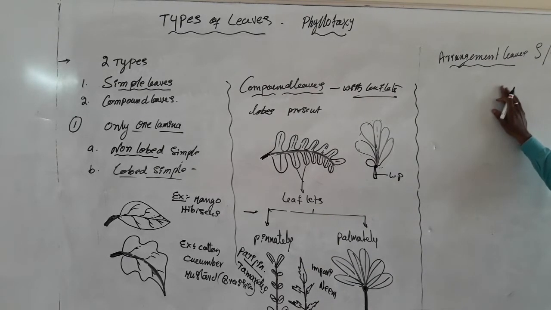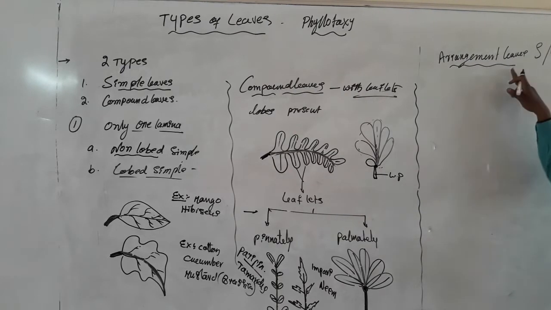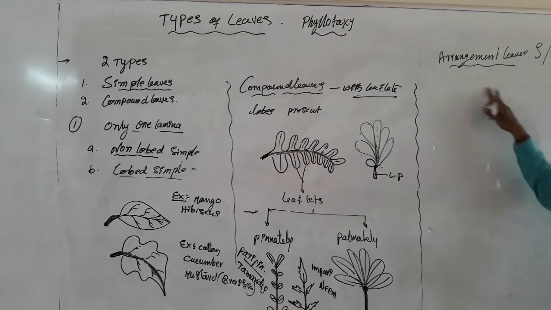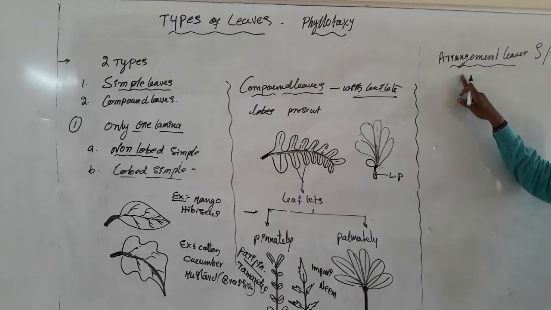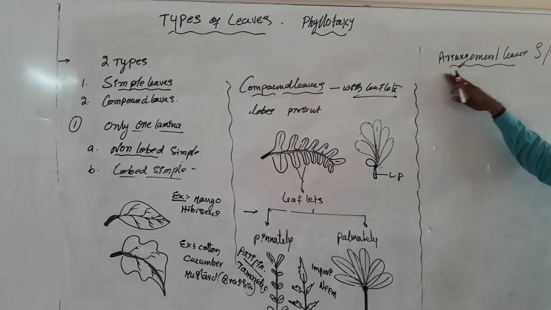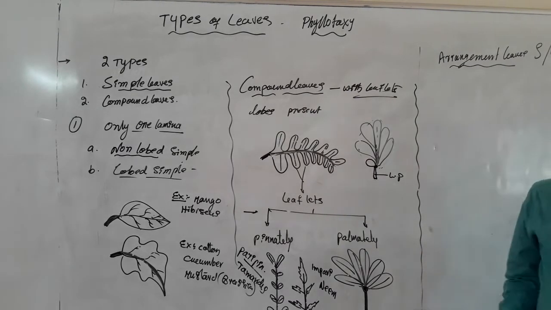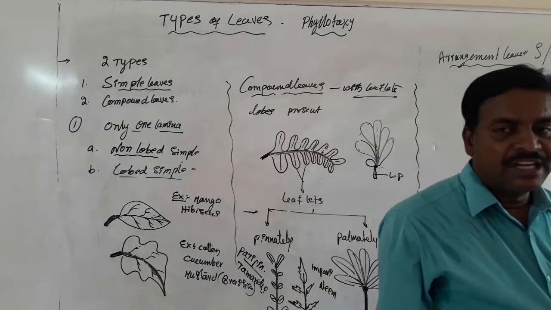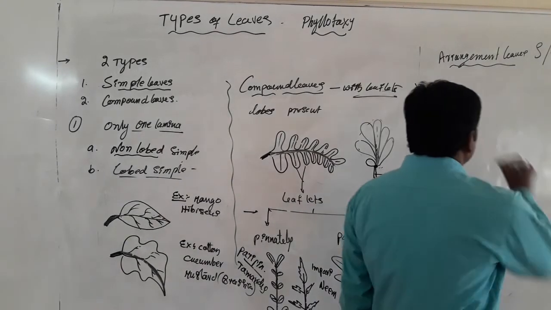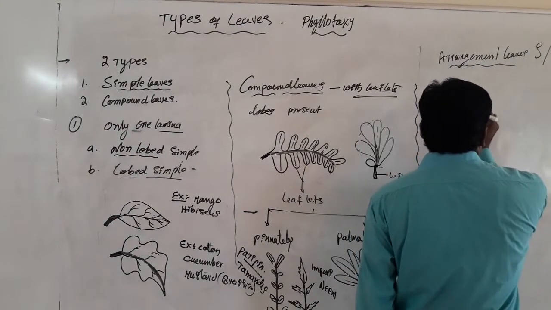The arrangement of leaves: leaves are arranged very systematically on the stem or branch. Such a systematic arrangement of the leaves on the stem or branch is called phyllotaxy. Generally, phyllotaxy in angiospermic plants is divided into three types. Okay, one is alternate phyllotaxy.